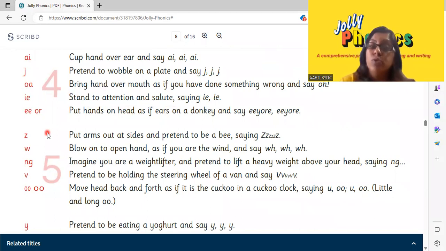So this is all about today, right? We have done 4 groups of Jolly Phonics with action and understanding the sound.